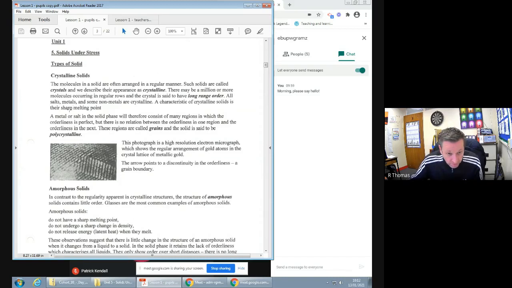It has a sharp melting point, but where there is some non-uniformity, we call that a grain boundary.